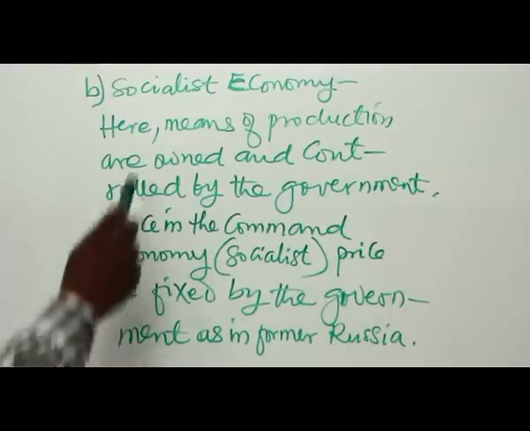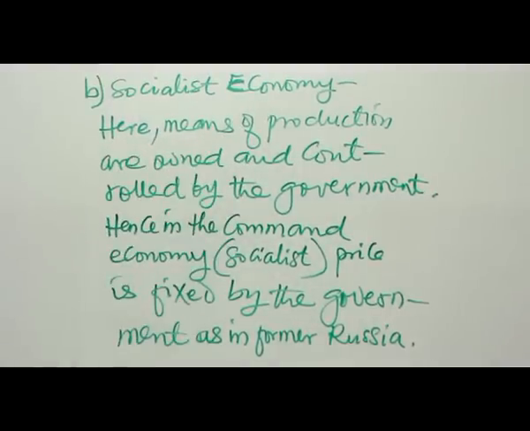B. Socialist economy. In socialist economy, the means of production are owned and controlled by the government. It is also known as the command economy. Hence, in the command economy, otherwise known as socialist economy, price is fixed by the government. Example is the former Russia.